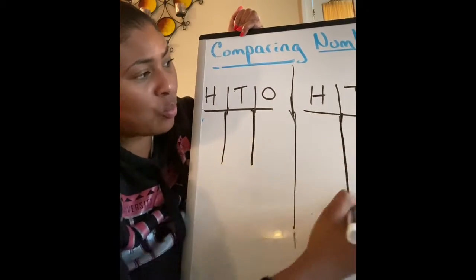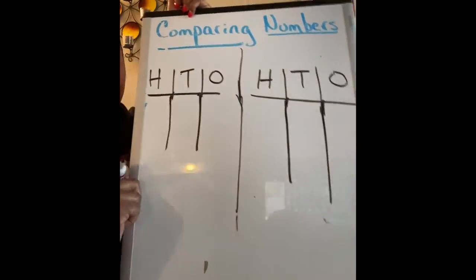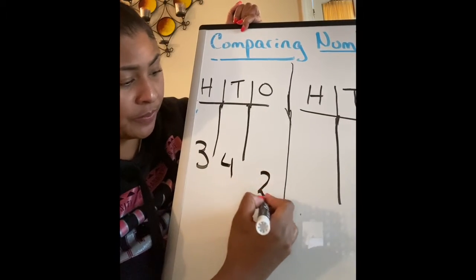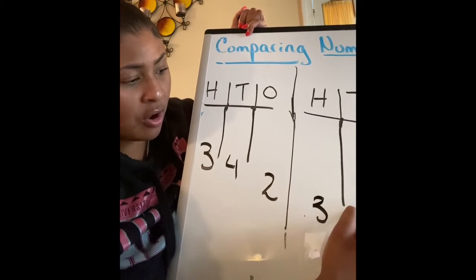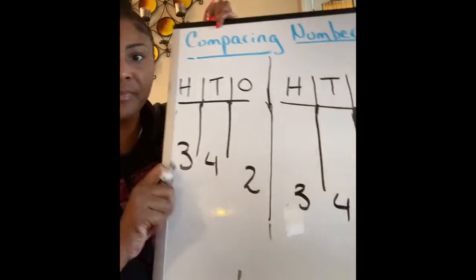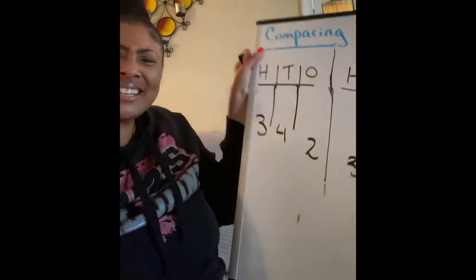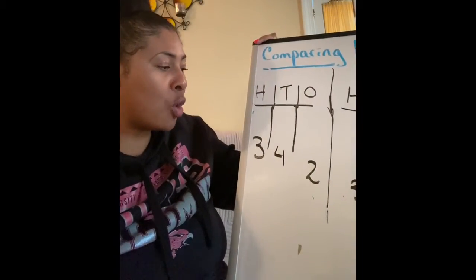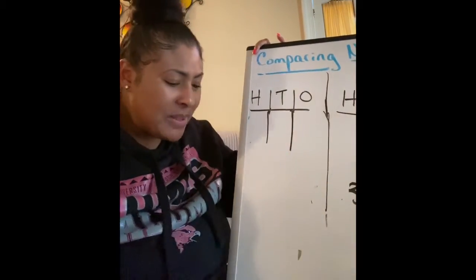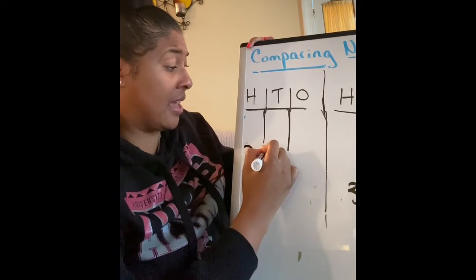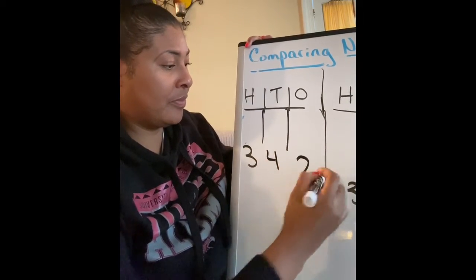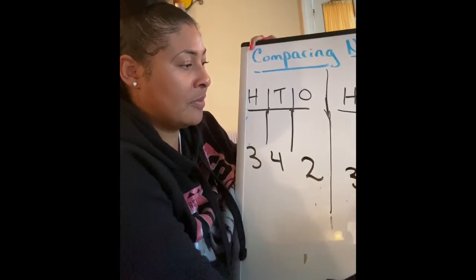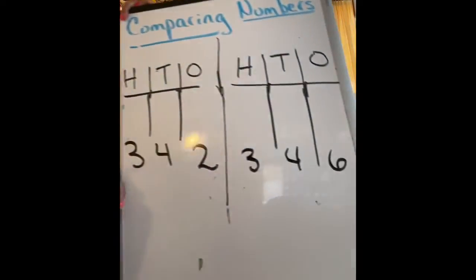Got to make sure my work is very neat. Okay, so we're going to compare the numbers 342 to 346. Now, does this look neat to you? No, it doesn't look neat. Remember, your work is a reflection of you. So Miss Samuels is going to do that again because I don't like how that looked at all. Wow, that looks so much better.